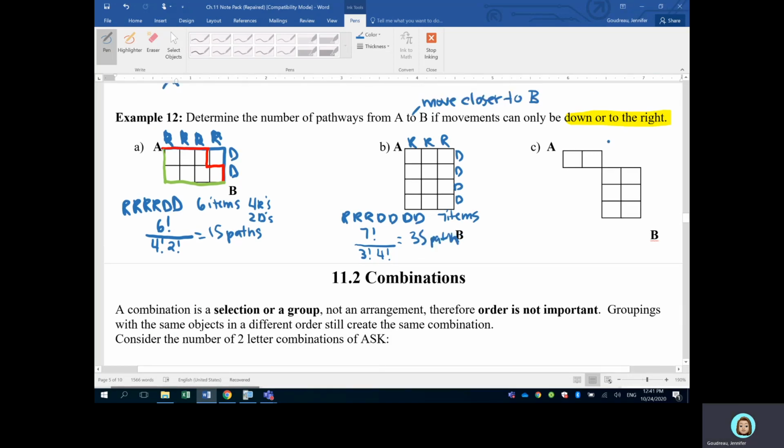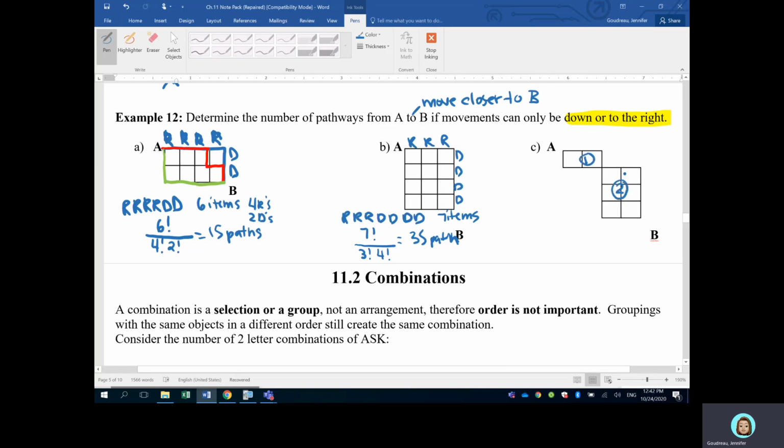So looking at part C, it's a little bit different. We notice that we have to get closer from A to the corner and then from the corner to B, still only moving closer to B. So we do need to divide this up into 2 grids. I'm going to look at grid number 1 and then at grid number 2, finding the number of pathways from A to the corner and then finding the number of pathways from the corner to B. So here's grid 1, here's grid 2.